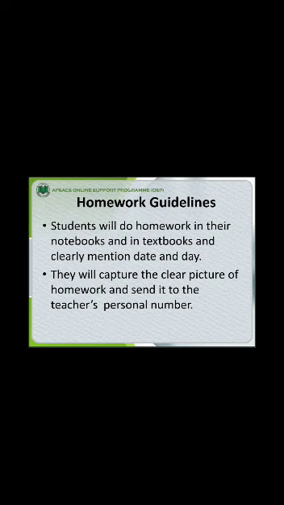Students will do homework in their notebooks and in textbooks, and they will clearly mention date and day. They will capture the clear picture of homework and send it to the teacher's personal number.